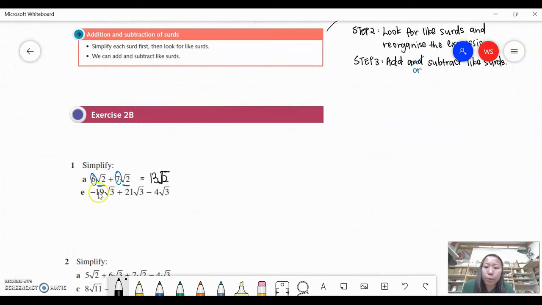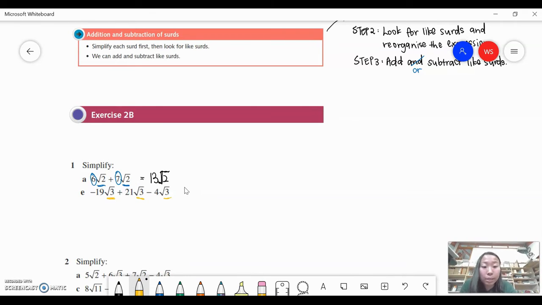Okay, 1e. Now we have 3 of them here, and also some negative and positive numbers as well. So let's have a look. 1e, we have negative 19 times square root of 3 plus 21 square root of 3 minus 4 times square root of 3. Okay, so first up, they are already in their simplified form, so they are surds. Square root of 3 is already simplified. There's no other perfect square factors.